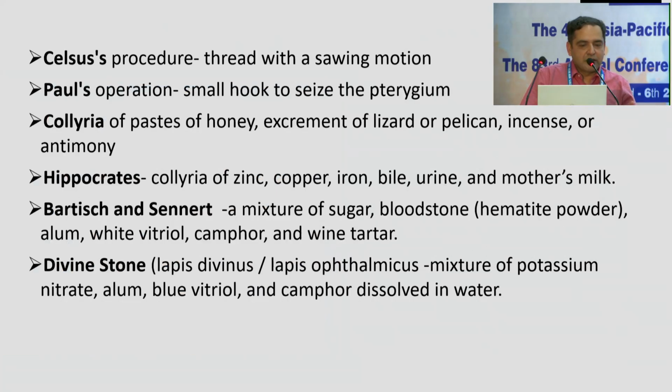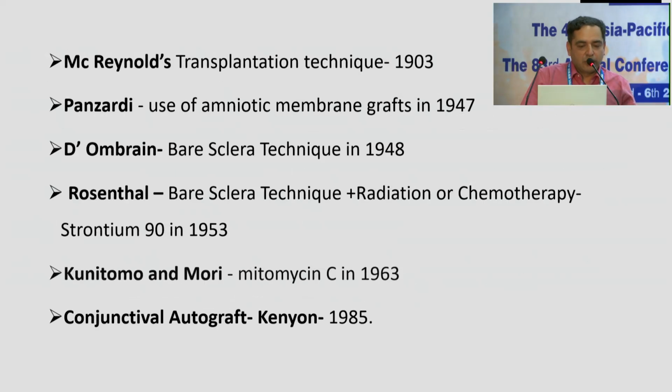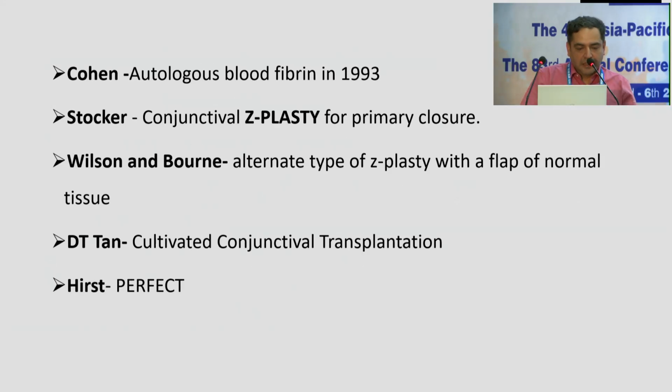There are various procedures described historically as a Celsus procedure, a Paul's operation, a collyrium of paste of honey, Hippocrates' collyrium of zinc, copper, iron, bile, and others. The various surgical techniques: 1903 McReynolds transplantation technique, Panzardi's use of amniotic membrane grafts in 1947, Rosenthal, the bare sclera technique, Kunitomo and Mori, mitomycin C in 1963, and a conjunctival autograft by Kenyon in 1985. Then came the Stalker, the conjunctival Z-plasty for primary closure, DT Tan conjunctival transplantation, and Hirst, the perfect.